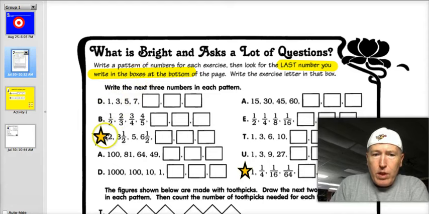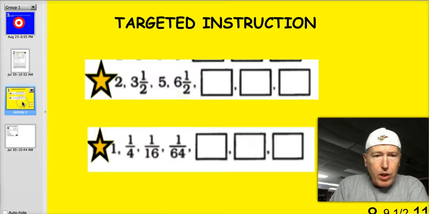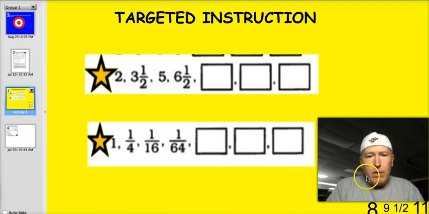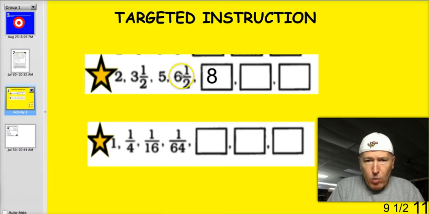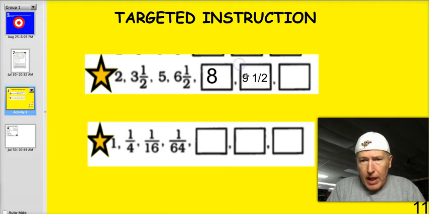So if we take a look at one of these examples, and I just picked a couple here, I picked the starred one. We have the pattern 2, 3.5, 5, and 6.5. Well, the next number in that pattern, it looks like we're going from 2 to 3.5. That looks like we're going up by 1.5. Then if I add 1.5 to 3.5, I'll get 5, and then there's 5 to 6.5 again. So this next one here in the pattern would be 8. If I add 1.5 here, I'll get 8. If I add 1.5 to 8, I'll get 9.5, and if I add 1.5 again, I'll get 11.